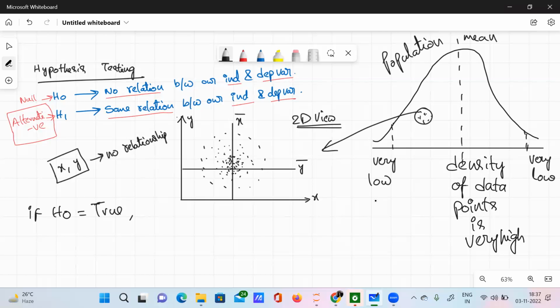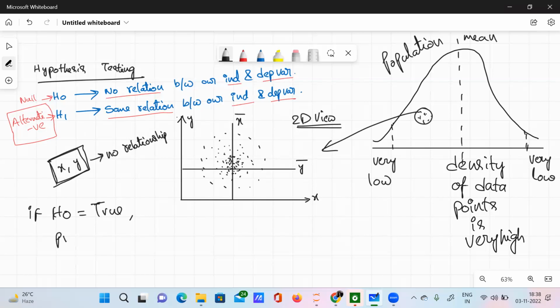So I have taken some sample and plotted it on a scatter plot. And now I'm assuming that my null hypothesis is true. What is meant by the null hypothesis? There is no relation between the independent and dependent variable. That is, I'm saying that there is no relationship between x and y. That is, our null hypothesis is true.